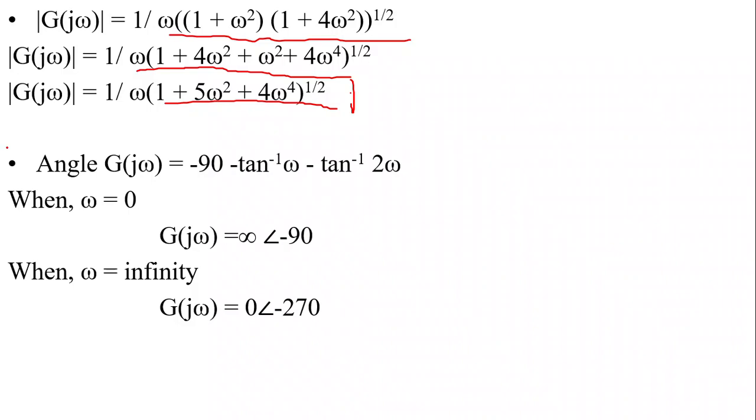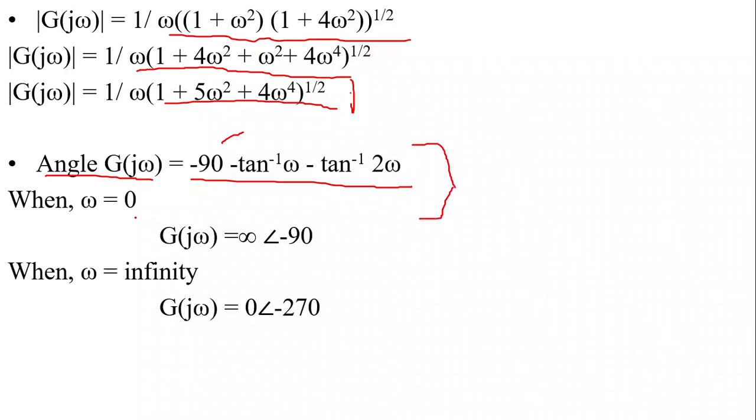After that the angle representation, the phase angle of G(j omega) equals, in the numerator we don't have any terms, so no phase angle for the numerator. In the denominator we have one pole at the origin, so we have minus 90 degrees, then minus tan inverse of omega and then minus tan inverse of 2 omega.